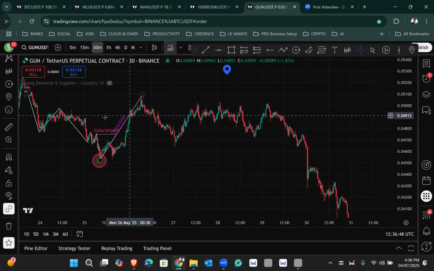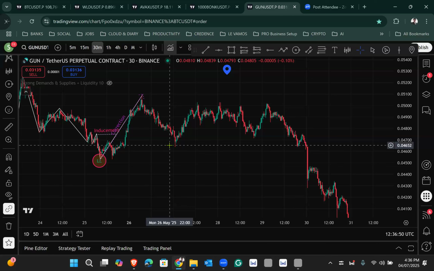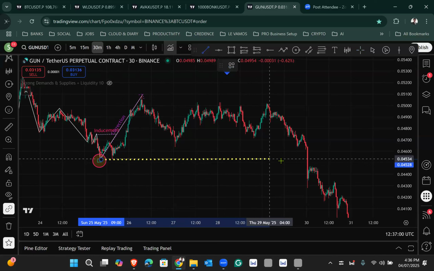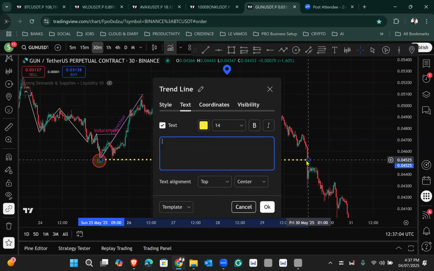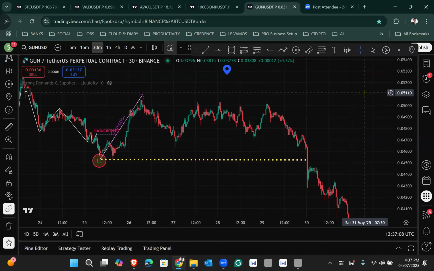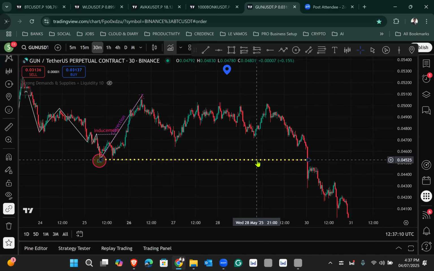Good. So now the lower low has been broken to the downside. So I will just put a line. So we cannot say this is a change of character, right? It is a break of structure only.